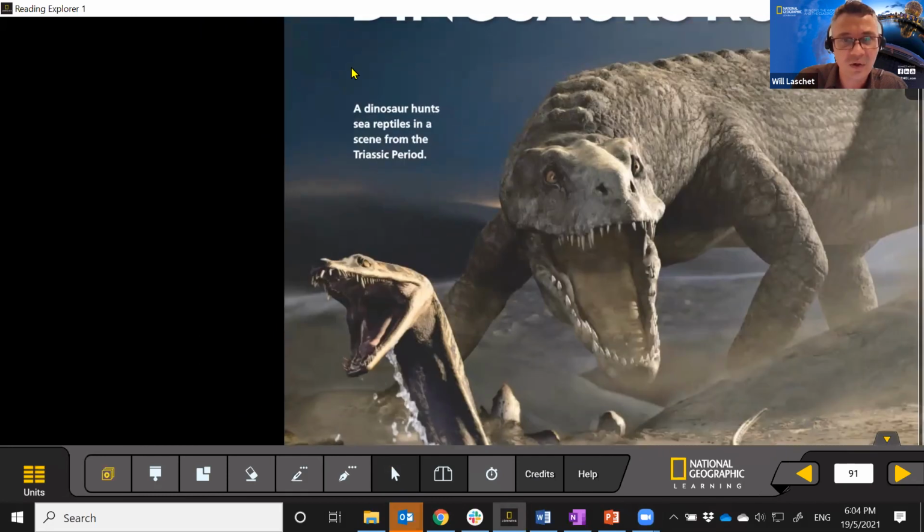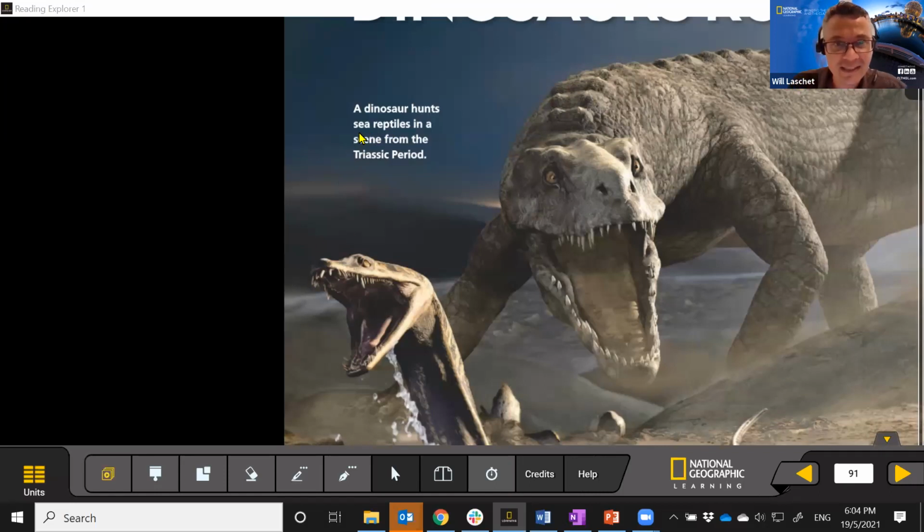So this dinosaur, we can see a little bit of text here explaining what this dinosaur is doing. It's hunting. That's right. And what is it hunting? It's hunting its prey. We can see here on the screen. It's hunting sea reptiles, right?